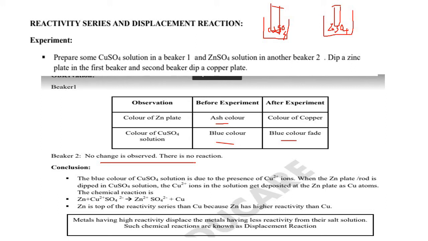When you see this copper sulfate solution, earlier it was blue color. Now that solution's color has faded. Okay, that is the observation from beaker 1. And in beaker 2, we can see that nothing has happened. No change. There is no reaction. Okay, no change is observed.